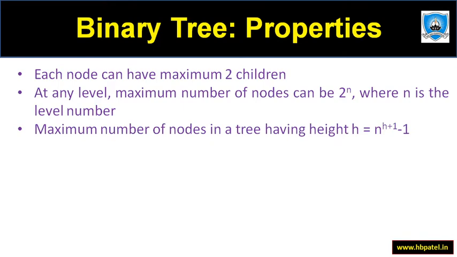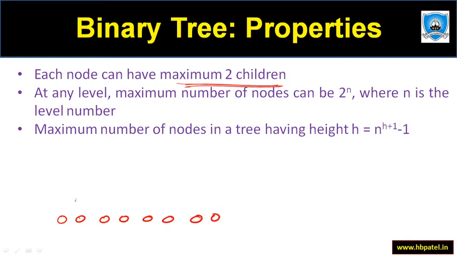Now let us see some properties. Each node can have a maximum of 2 children, that we have already seen. Now at any level the maximum number of nodes can be 2 raised to n. So let us draw a tree like this. 1 2 3 4 5 6 7 8.